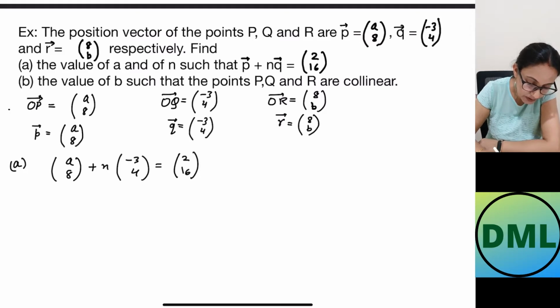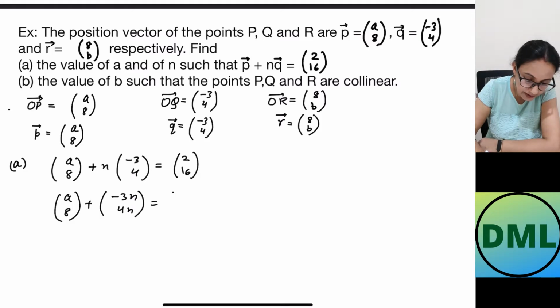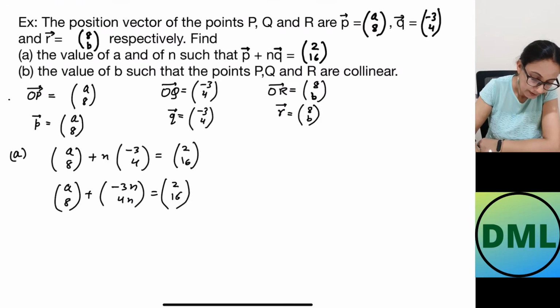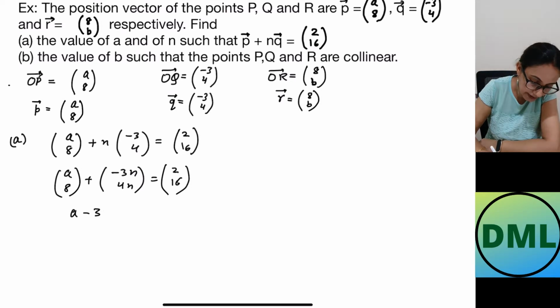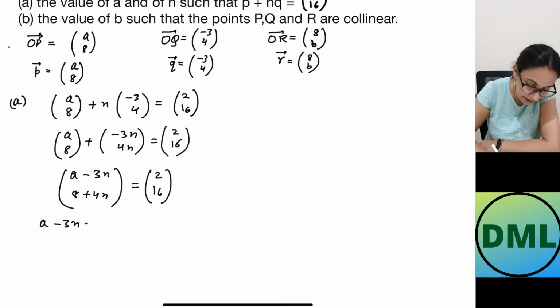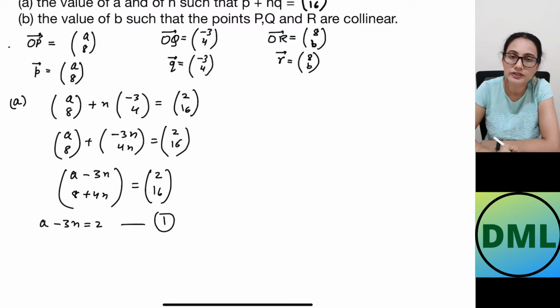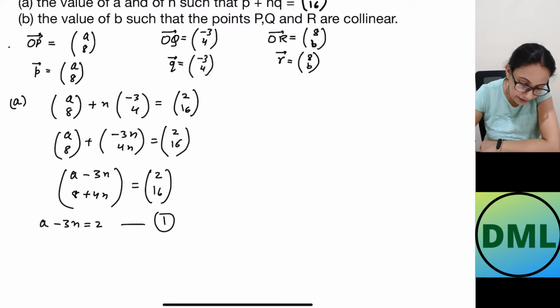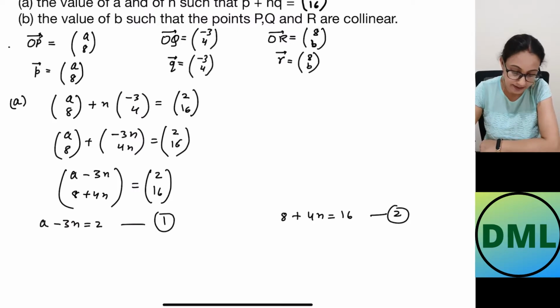Now, let's open this on the left hand side. It will be (A, 8) plus (-3N, 4N), that is equal to (2, 16). Now, let's add it on left hand side. It will be (A minus 3N, 8 plus 4N) is equal to (2, 16). Now, let's equate the i and j vector separately. If I equate the i vector, I'll be getting A minus 3N is equal to 2. That is my first equation. If I equate the j vector, I'll be getting 8 plus 4N is equal to 16. That is my second equation.